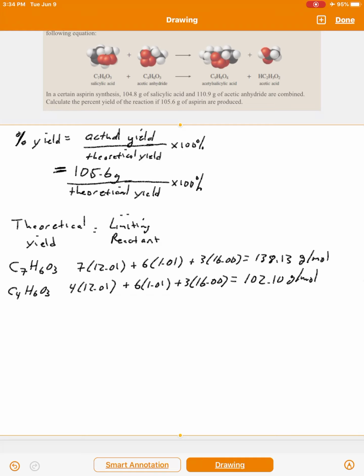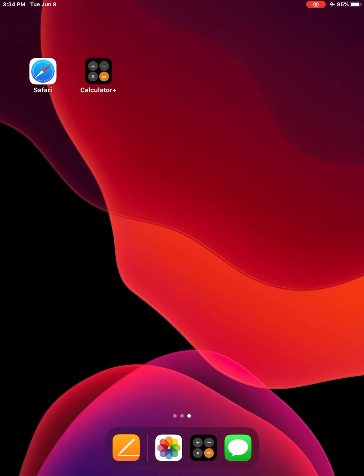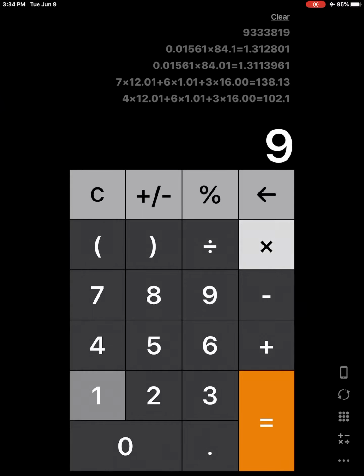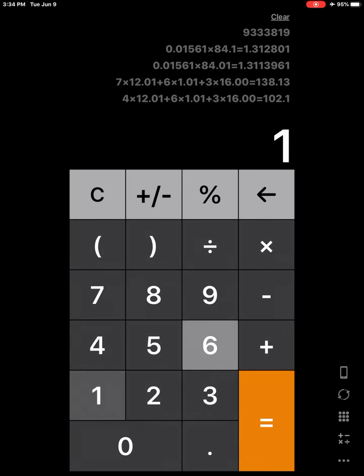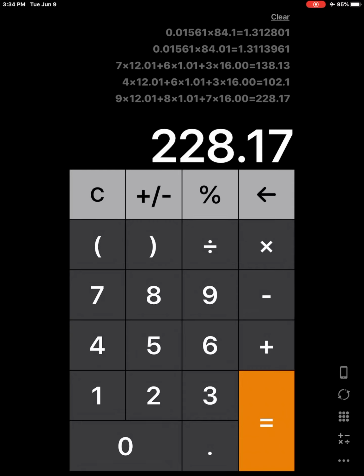The acetyl salicylic acid, which is the aspirin, is C9H8O4. So we need that too. So 9 times 12.01, 8 times 1.01, 4 times 16.00. Okay, so 9 times 12.01 plus 8 times 1.01 and then 7 times 16.00. 228.17.